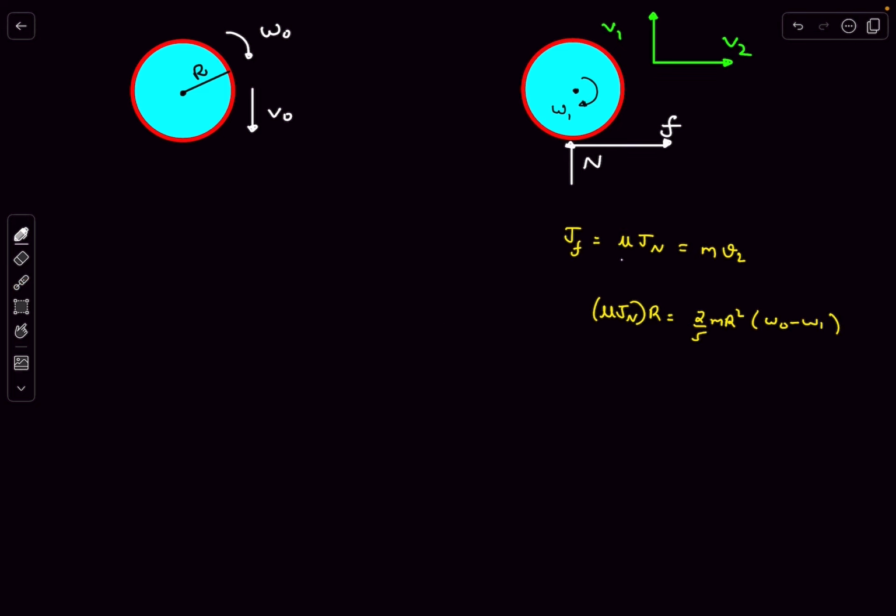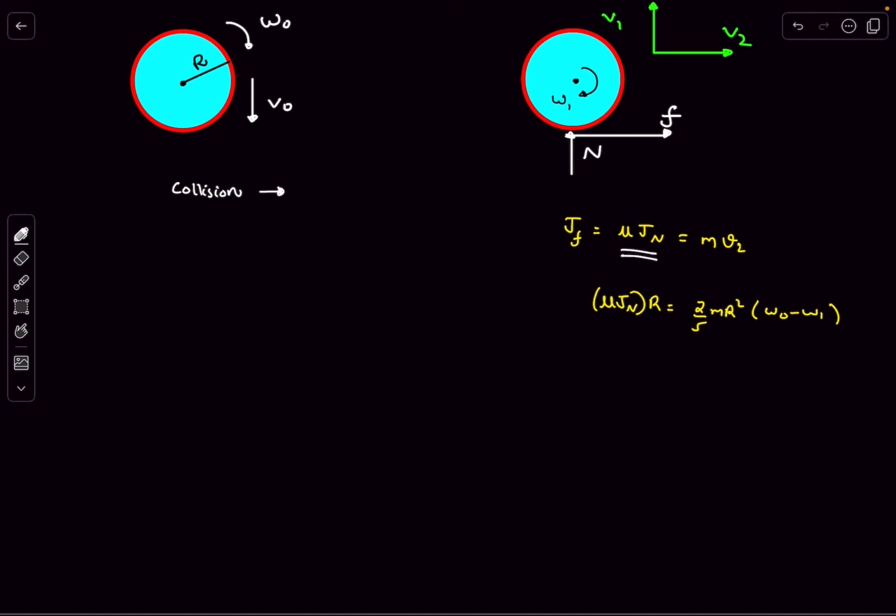Now one more thing, guys. This mu Jn, I can also write as the integral of mu N dt. Jn is simply the integral of N dt, so I can write it this way, equals m into v2. Now let's say the collision starts at time t equal to 0 and it lasts till time t. So the collision is happening between 0 to t.